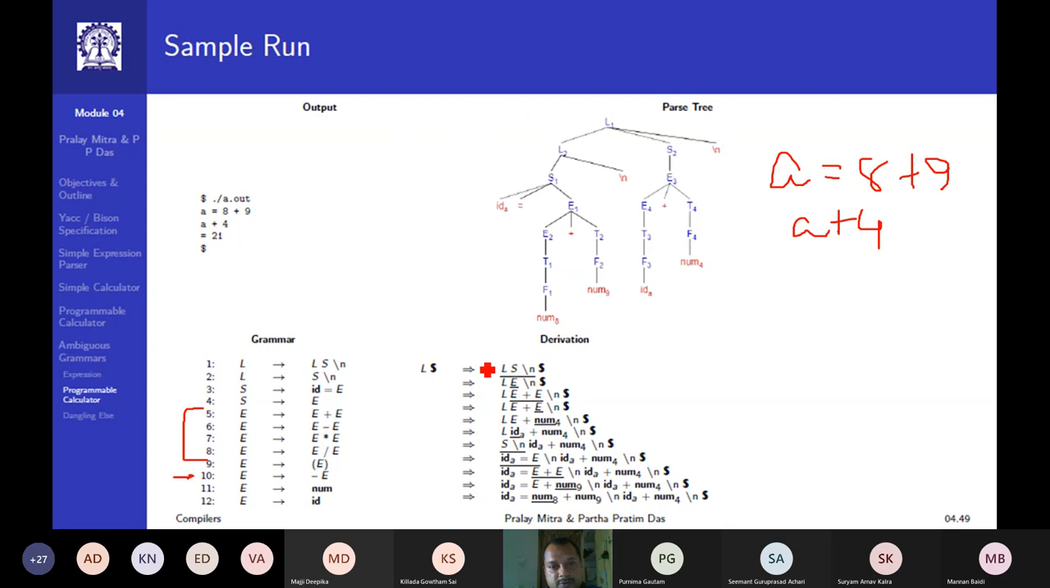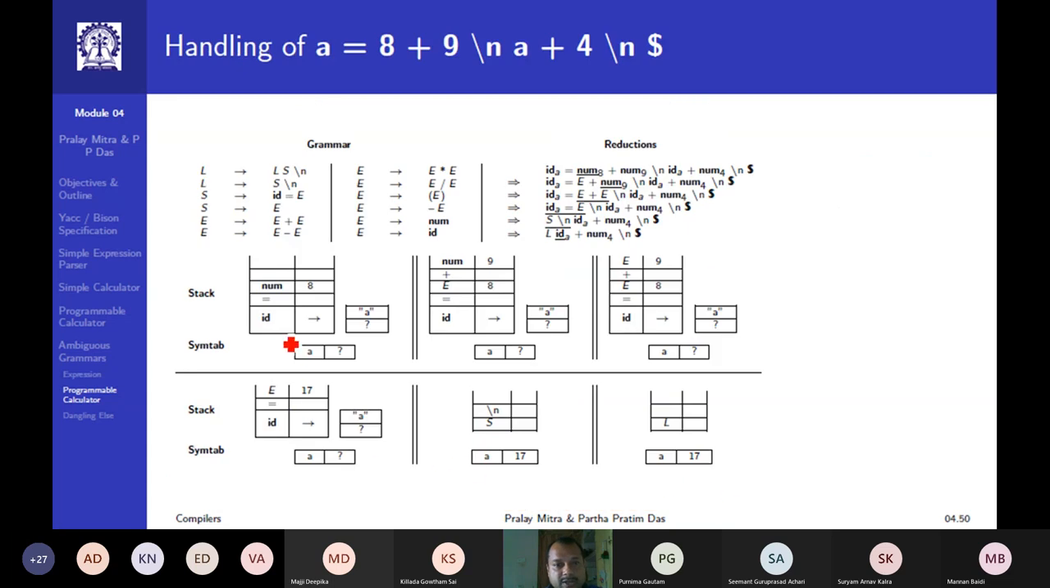So just to tell you that it is a top down approach, I am starting from L dollar. So first production rule is being used, L derives S slash n, then S is expanded to E, then E is expanded to E plus E. Like that way I finished the generation of the string. Now if I go for bottom up approach and use a stack for the evaluation, then when I encounter say a, that a will be entered in the symbol table. But for right now, I do not have the content of a.